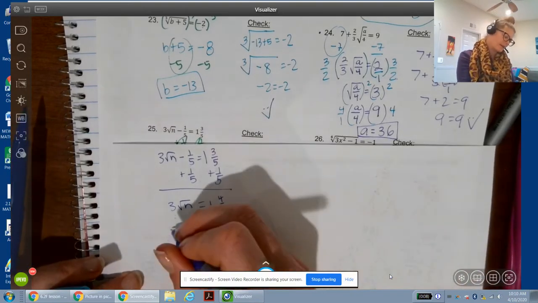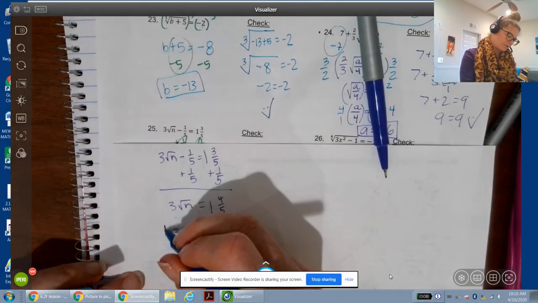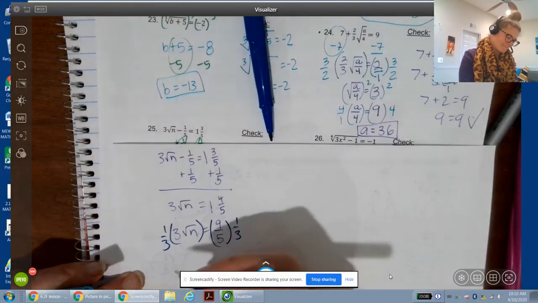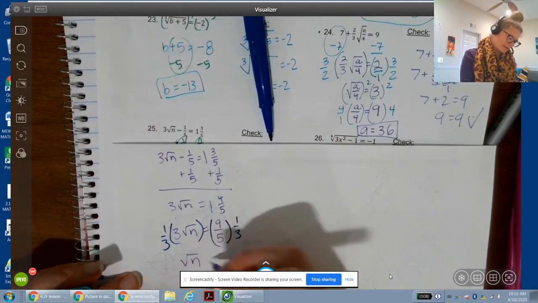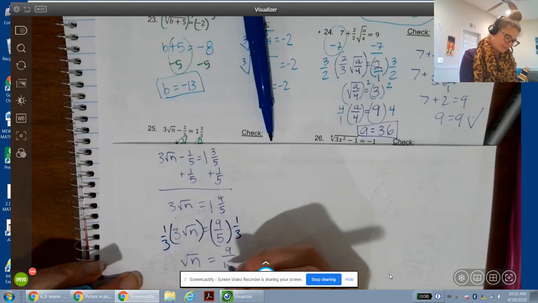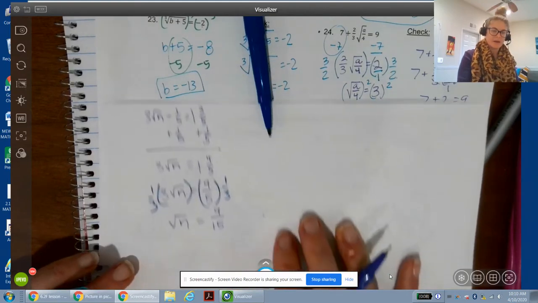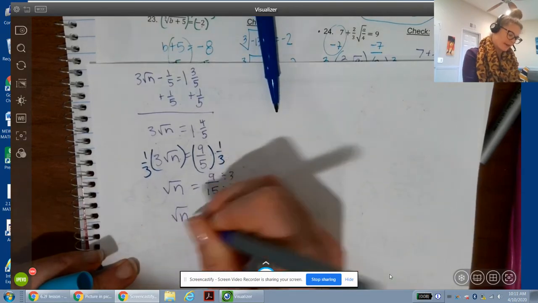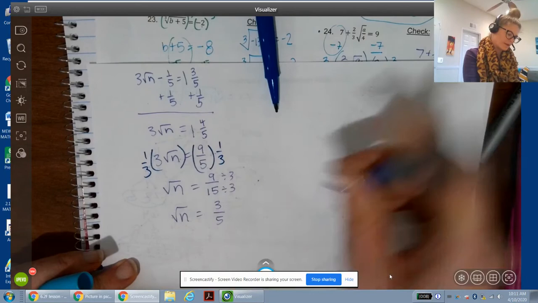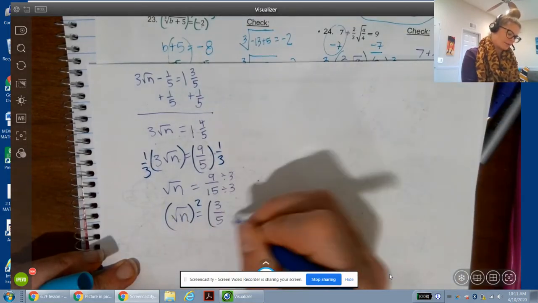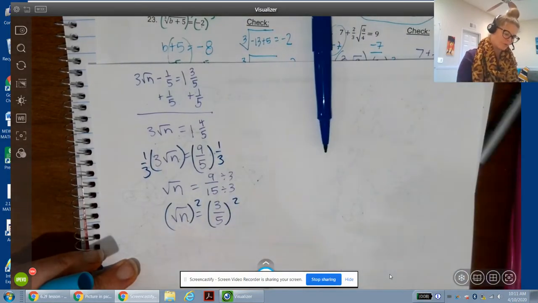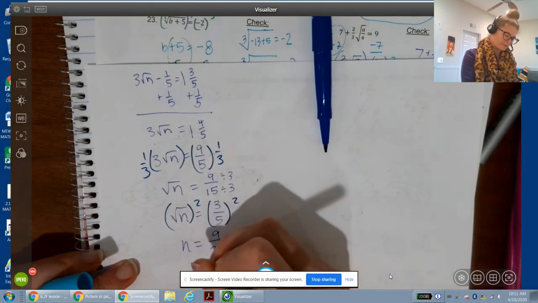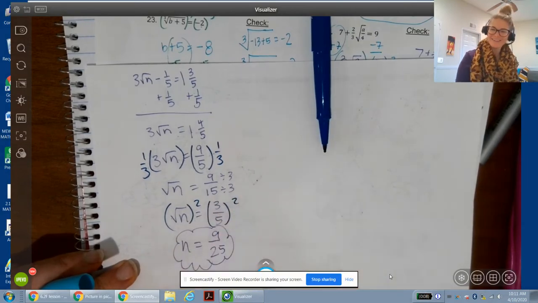Now, from here, I can take a third of each side. And I will have square root of n is equal to 9/15. I'm going to simplify 9/15 just so I have smaller numbers. Square root of n is equal to 3/5. Now I'm going to square both sides to isolate my variable and undo square rooting. And n is going to equal 9/25. Hopefully that's what you got too.